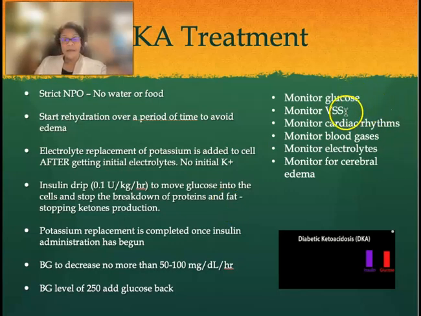We're going to be getting vital signs, watching their cardiac rhythms, because we're giving a boatload of potassium. And we're going to be looking at their gases every 2 hours, their electrolytes every hour, every 2 hours, and we're going to be monitoring for that cerebral edema. Okay. So there's a lot going on. Rehydration, electrolyte rebalance, dealing with our glucose, insulin drip, monitoring all that.